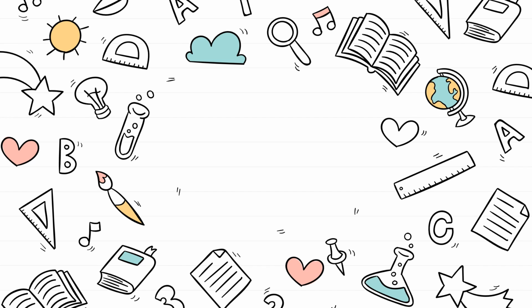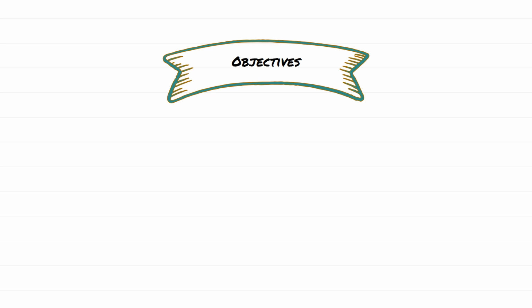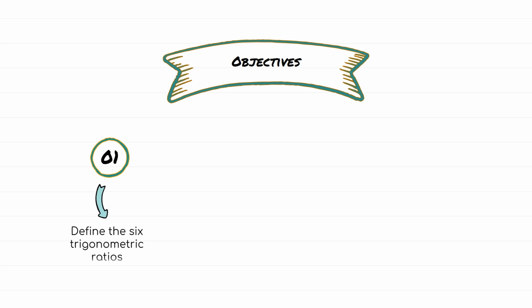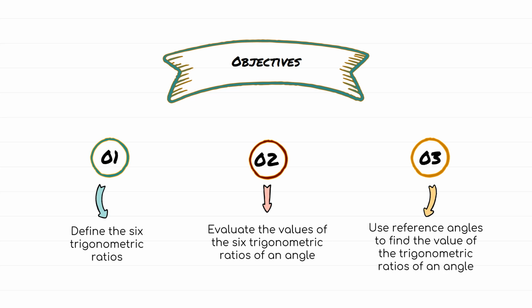So for this module, we're going to talk about trigonometric ratios. At the end of this video, you'll be able to do the following. First, define the 6 trigonometric ratios. Second, evaluate the values of the 6 trigonometric ratios of an angle. And third, use the reference angles to find the value of the trigonometric ratios of the angle.